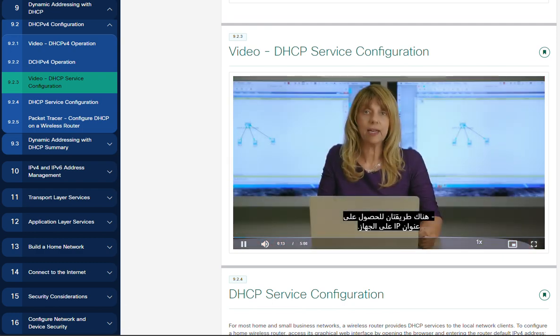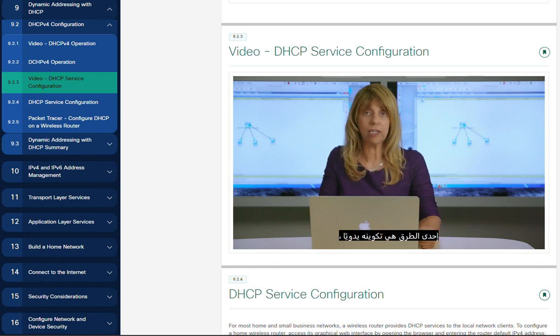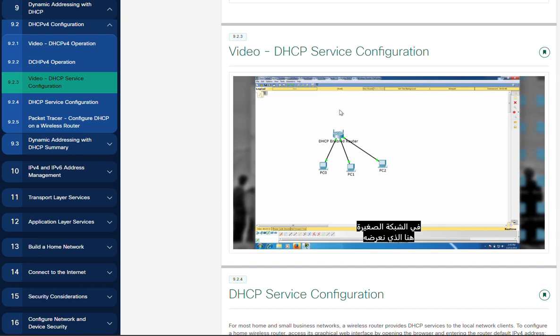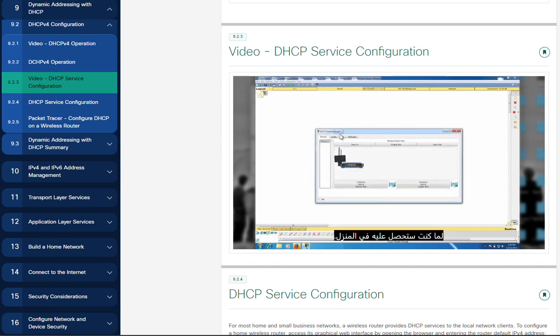There are two ways to get an IP address on a device. One way is to manually configure it, or statically configure it, as it's called in Microsoft Windows. And the other way to do it is to get it automatically from a device that provides DHCP. In the little network here that we're showing in Packet Tracer, we have 3 PCs attached to a DHCP-enabled router. Basically this is a very similar device to what you would have at home.